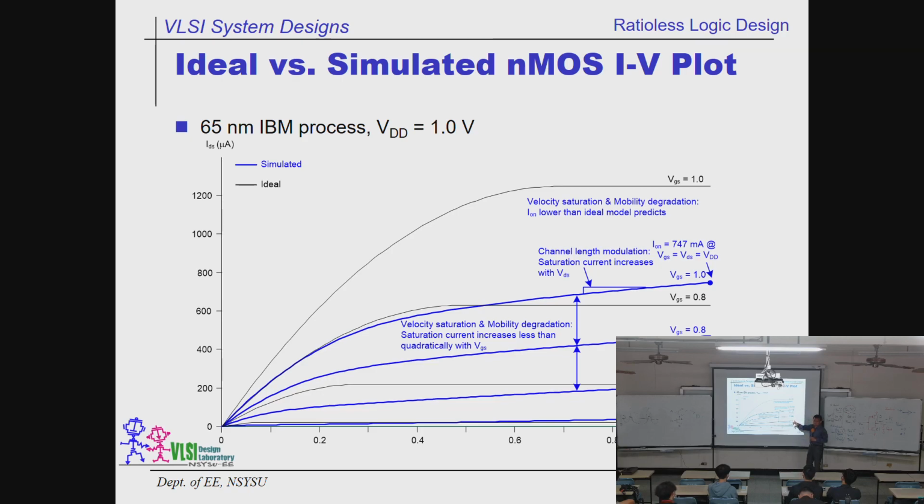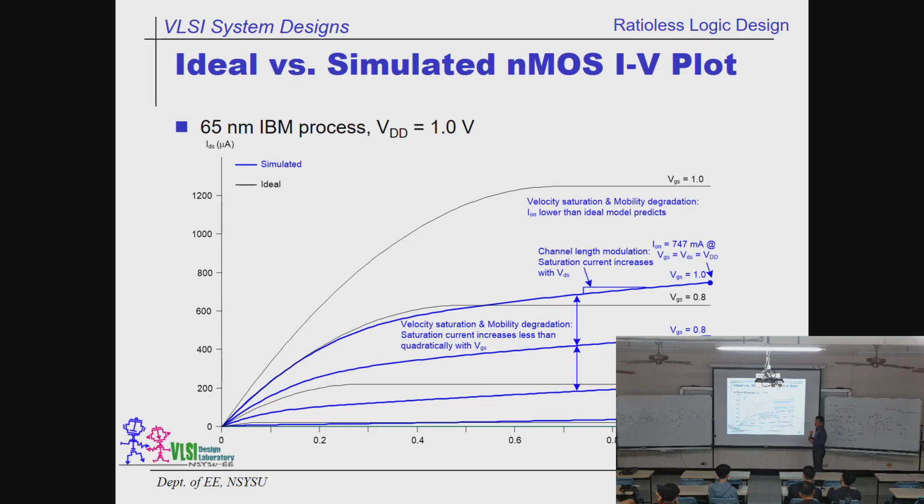The error is terrible. It's unacceptable. This is VGS 1.0 by measurement, and this is the theoretical result by the square law equation, and this is 0.8, 0.6. When the VGS is getting smaller, the accuracy is improved. So that means we have a very big issue in terms of simulations.